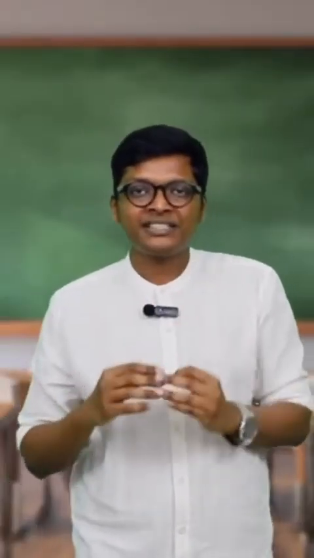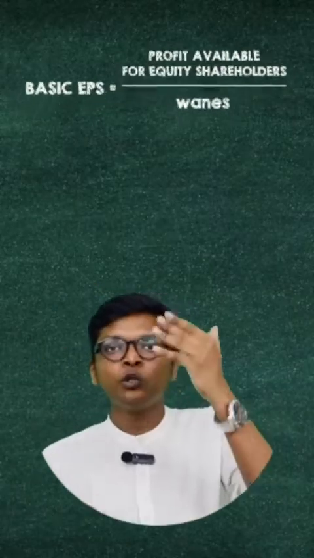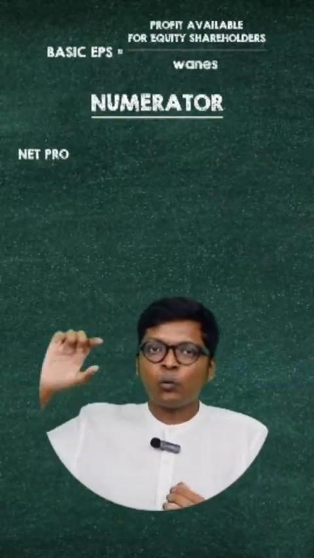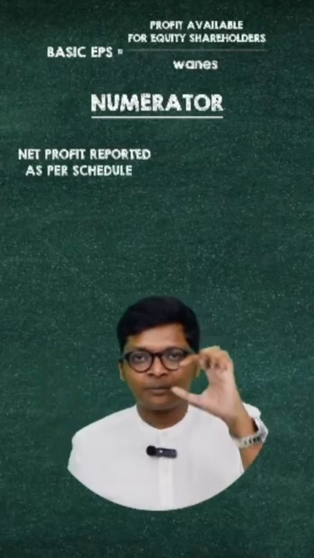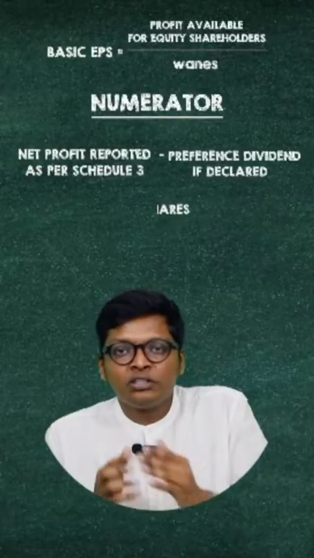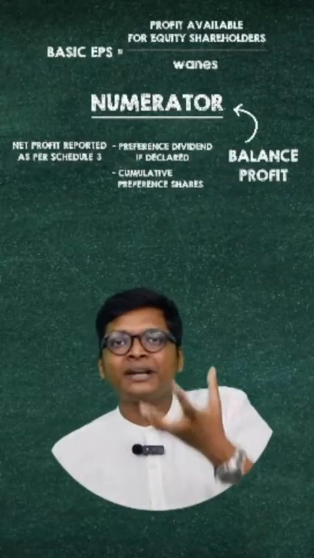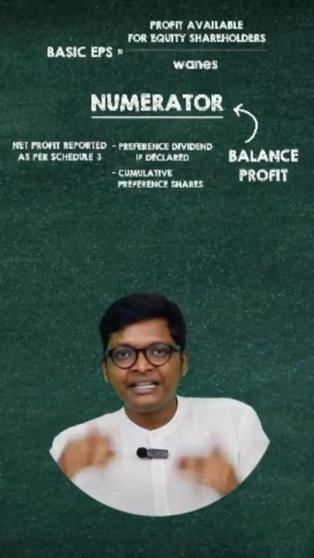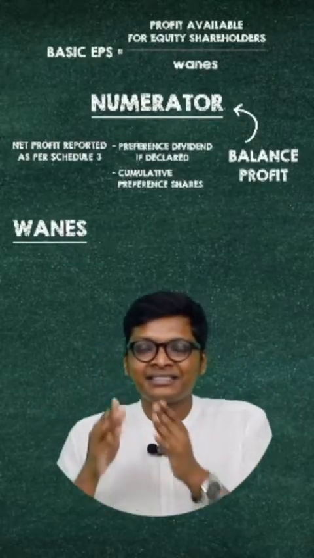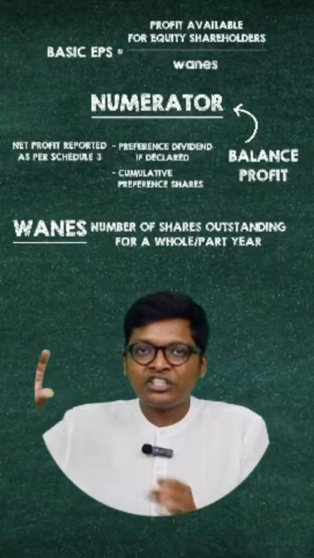Basic EPS, the equation is simple. Profit available for equity shareholders divided by something called WANES. Numerator, let's finish it. You will always take whatever net profit is reported as per Schedule 3, reduce preference dividend if declared, or even reduce it if it's for cumulative preference shares, and take the balance profit for the numerator, profit for equity shareholders, divided by WANES. WANES in simple terms is the number of shares outstanding in the year, for the whole year or even part of the year. So each share will be multiplied by the number of days outstanding. If no movement happens, we will take the same number.